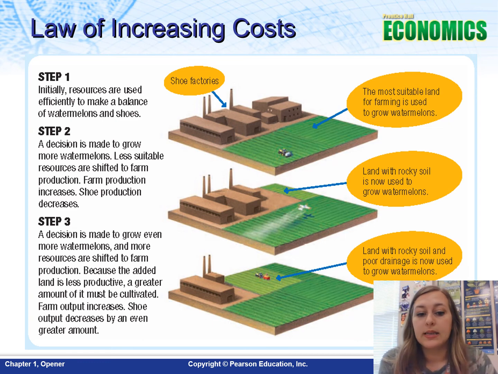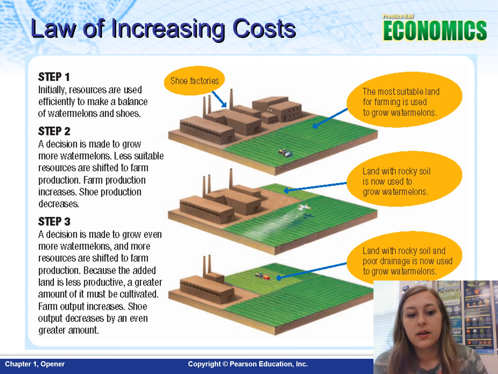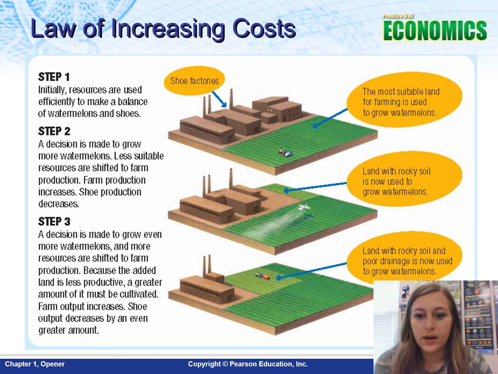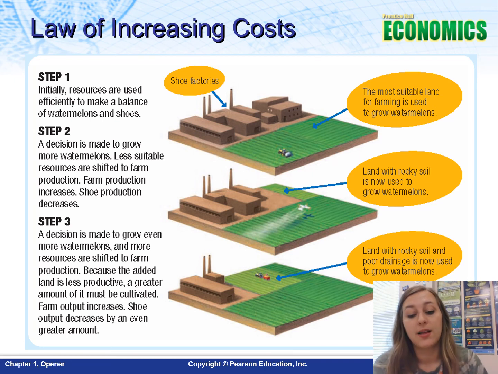But the added land is less productive overall. A greater amount of that land must be cultivated to get the same increase in output. So shoe output decreases by an even greater amount than it had in step 2, right? Because now we're trying to grow watermelons on land that just really is not cut out for it, right? Land with rocky soil, poor drainage, and so on and so forth. So every time they make a decision, the trade-off or the opportunity cost involved becomes more and more severe.